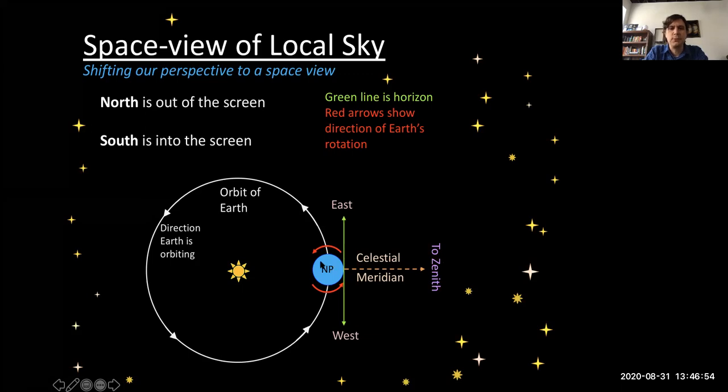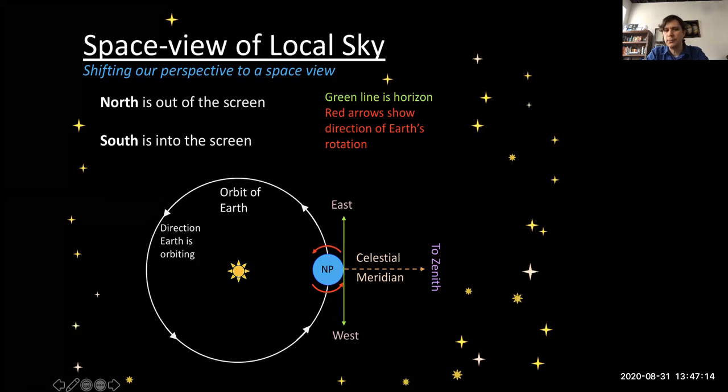So here's the Earth. We're looking down on the north pole of the Earth, and when we do that, that means that the Earth would be rotating counterclockwise. So this is the direction of rotation. So that way would be east, that way would be west. And it's rotating counterclockwise, and it would be orbiting the sun counterclockwise.